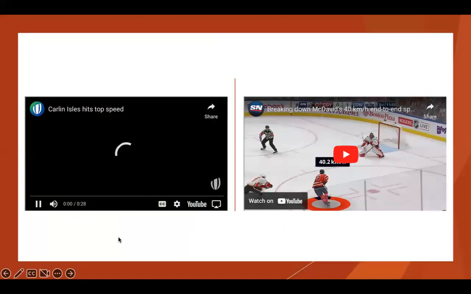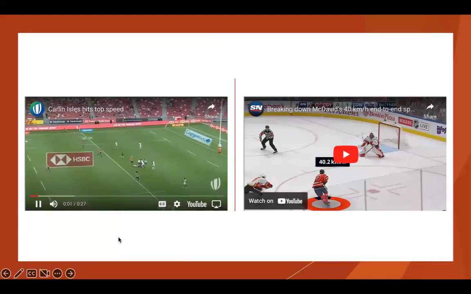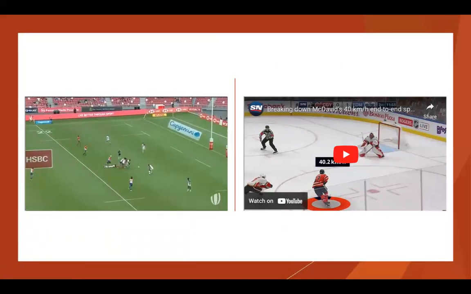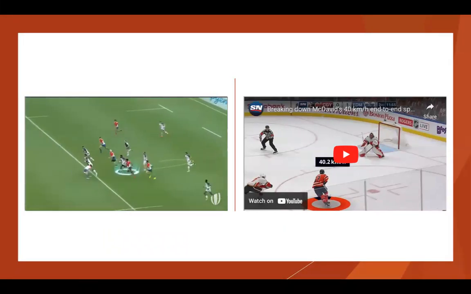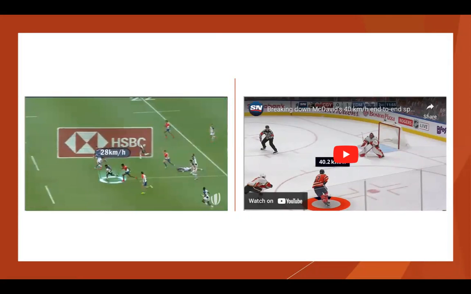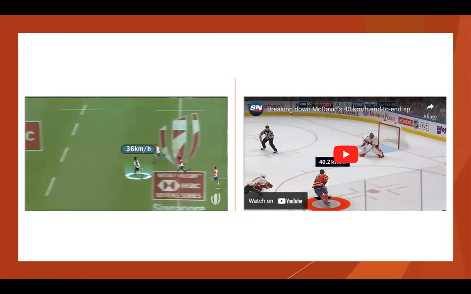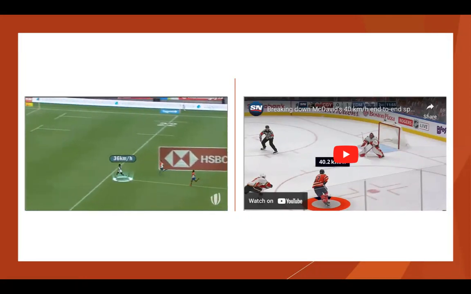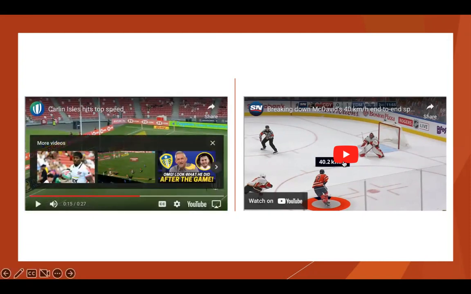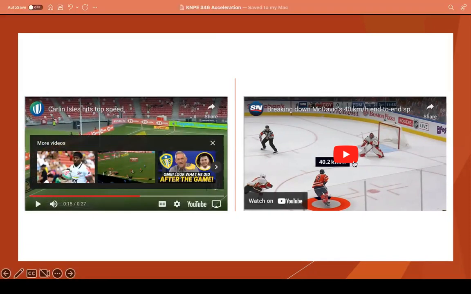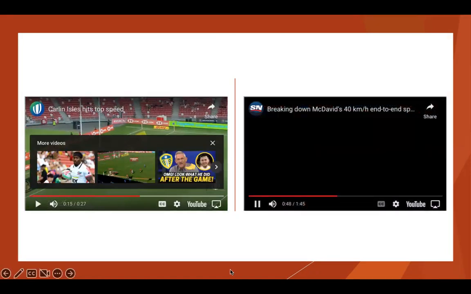In this video, you can see Carlin Lyles pick up the ball and rapidly accelerate to top speed to escape defenders and score for his team. In the second video, Connor McDavid similarly accelerates to top speed quicker than anyone else, gliding right past them to score a goal.